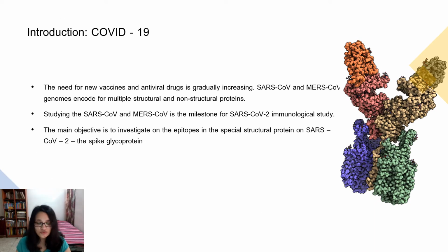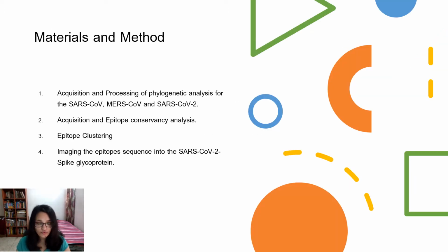Like SARS-CoV and MERS-CoV, the recent SARS-CoV-2 belongs to the beta coronavirus genus. Hence, we know that studying the SARS-CoV and MERS-CoV could be a milestone for SARS-CoV-2 immunological study. In our study, we have focused particularly on the epitopes in the structural protein due to their dominant and long-lasting immune response that was previously reported against the SARS-CoV. This is a detailed overview of the procedures that we have followed. Now let us look at these steps in a little bit more detail.